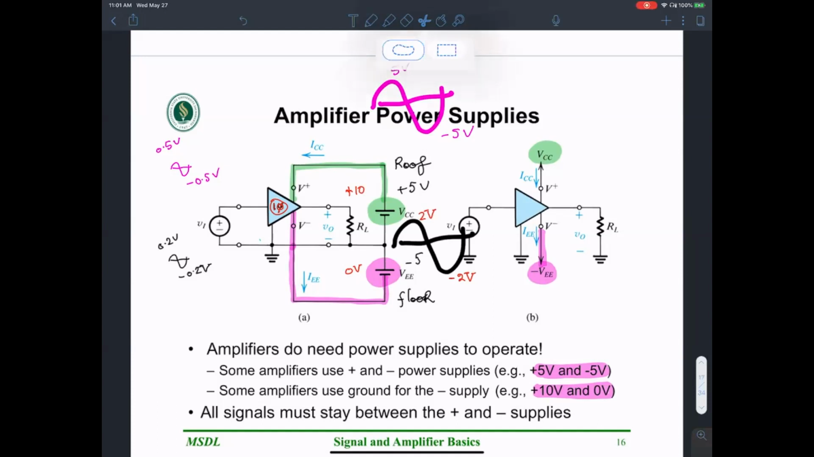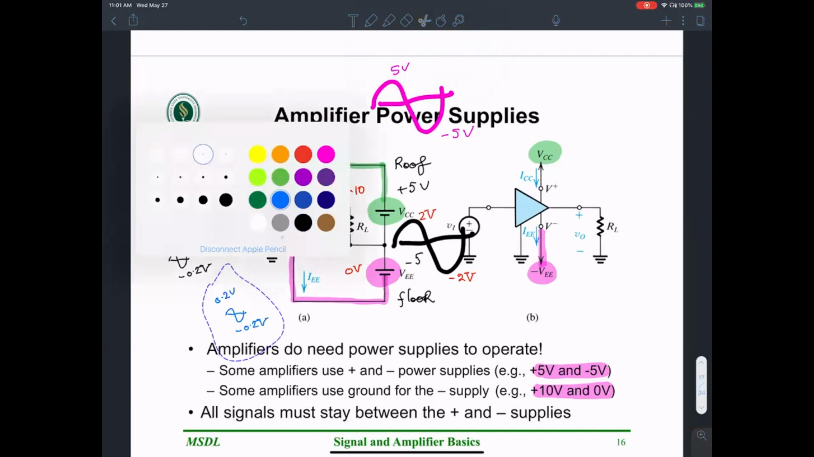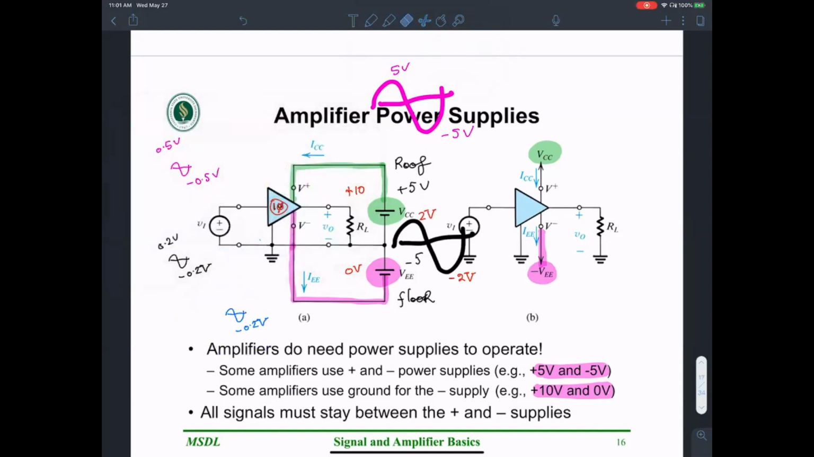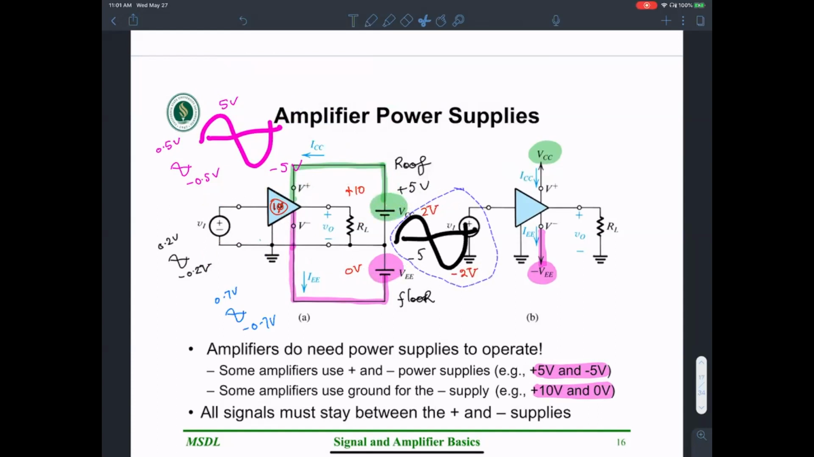Okay, let's see this guy. Let's duplicate this and color code this. And the values I'm going to use here are 0.7 volts and negative 0.7 volts. What do you think is going to be the output? You'd expect the output to be 7 and negative 7, right? But for some reason, the output will not be 7 and negative 7. Can you think of why that would be the case?